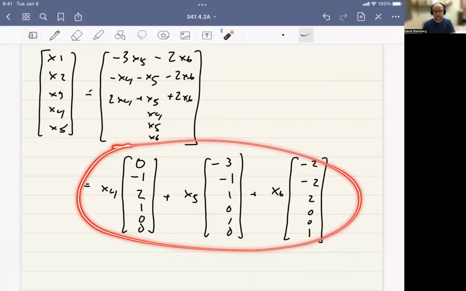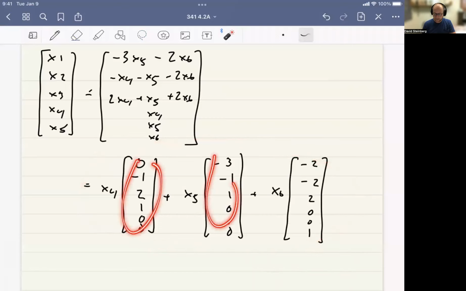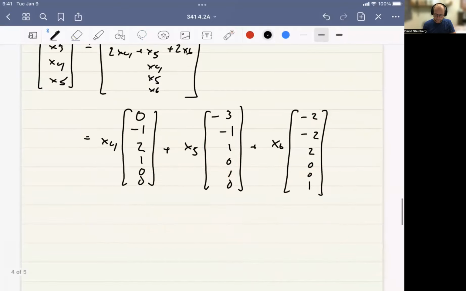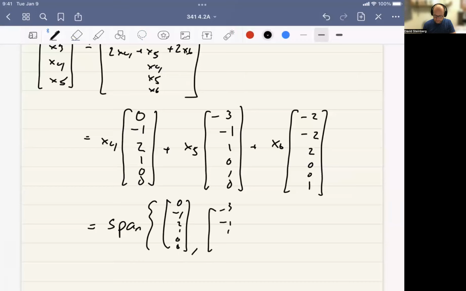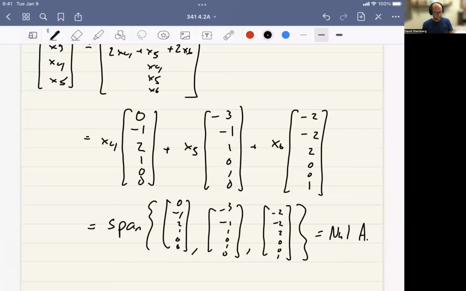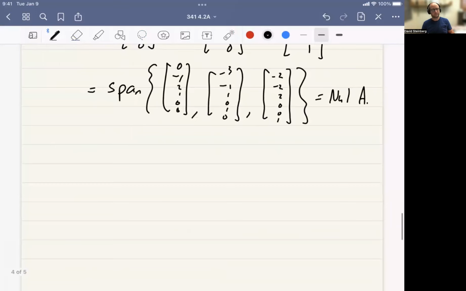But this really is the span of these three vectors. So this is just the span of these vectors: 0, -1, 2, 1, 0, 0, -3, -1, 1, 0, 1, 0, and -2, -2, 2, 0, 0, 1. So this span is equal to the null space. Okay, so there's our first null space computation.